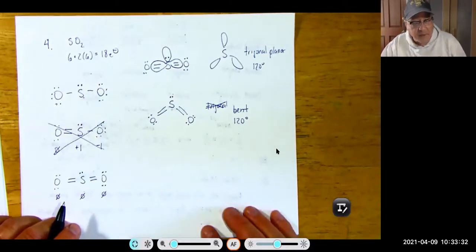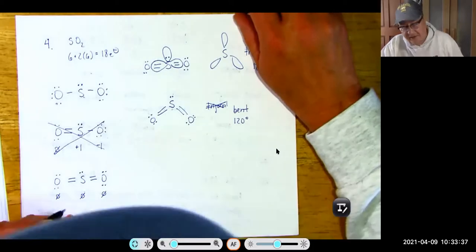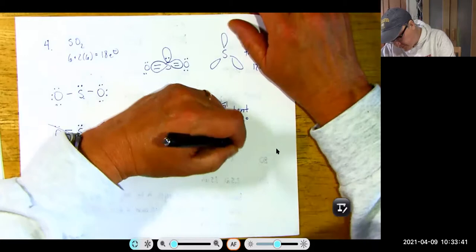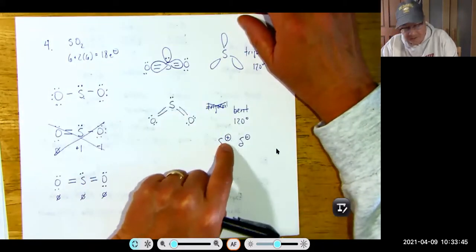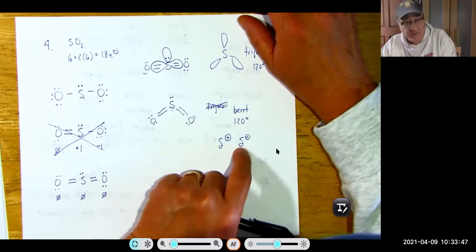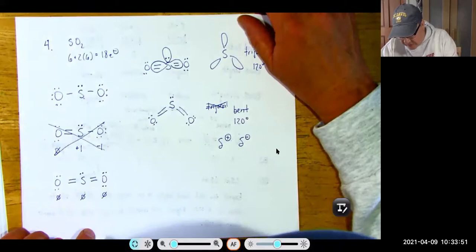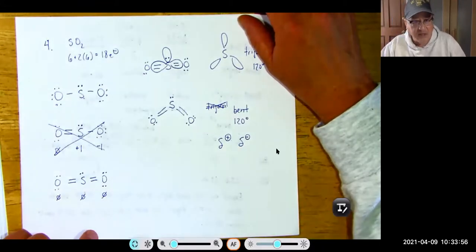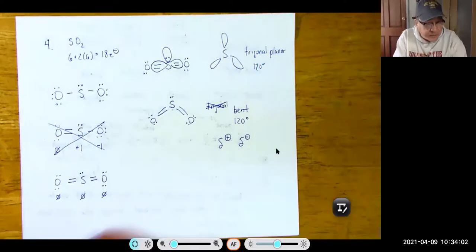Okay, now for bond polarity, the way you demonstrate bond polarity is you use these symbols that are like this. This is delta plus or delta positive, delta negative or delta minus. And you put the delta minus on the more electronegative atom of a bond. And when I say a bond, it could be a single bond, a double bond, or a triple bond. You do not use these symbols for lone pairs.